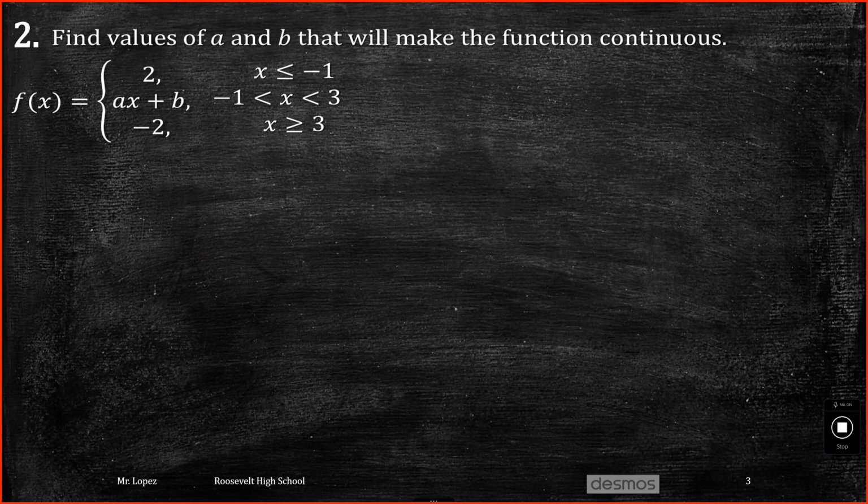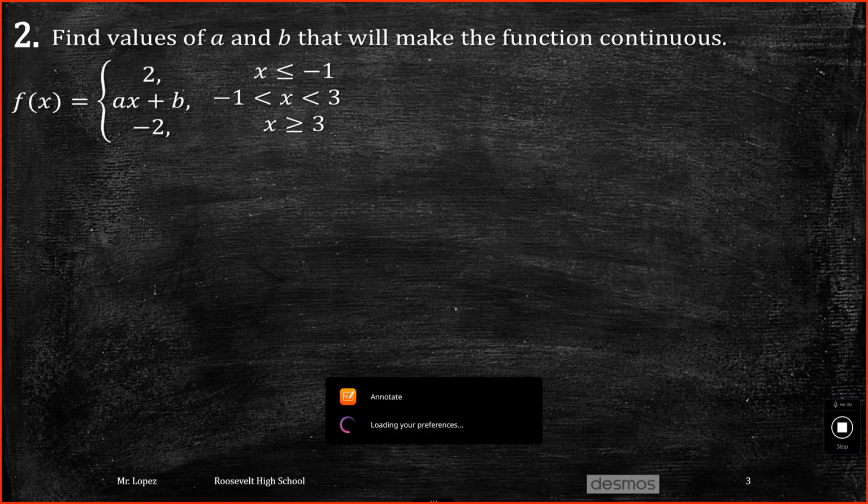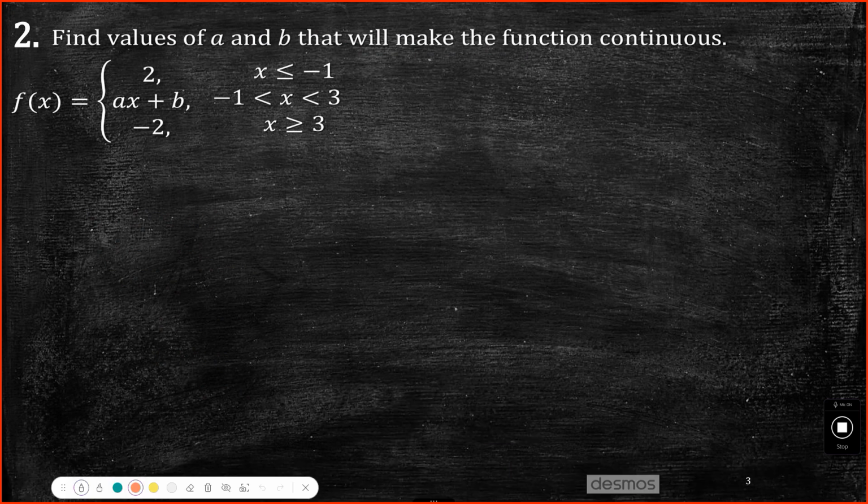What I'm saying about having a good pre-calculus understanding makes calculus easier to understand. So this is 3 pieces. The first one is that y is equal to 2 for values that are less than or equal to -1.